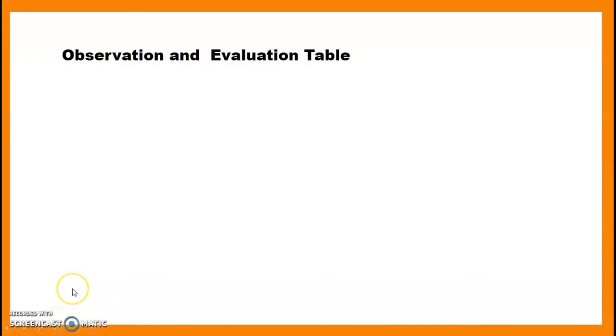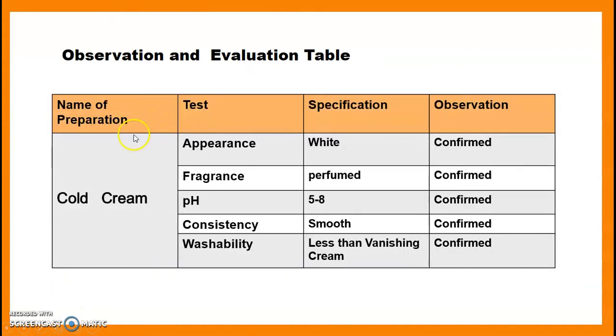After going through the laboratory stepwise procedure, we move towards the observation and evaluation table. The observation and evaluation table should be maintained such that, first of all, it has the name of preparation, then test, specification and confirmation. We see how to prepare the cold cream. In that we see the appearance of our cream is white, so we confirm that test. Fragrance is perfume, we added the fragrance. We also confirm that test.